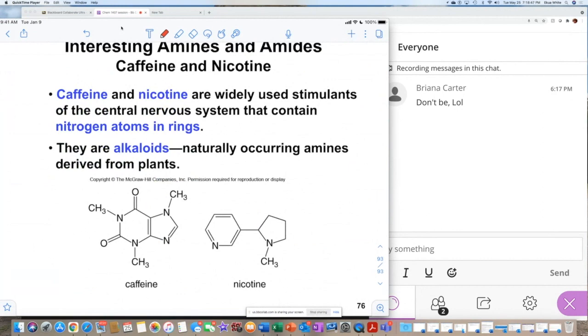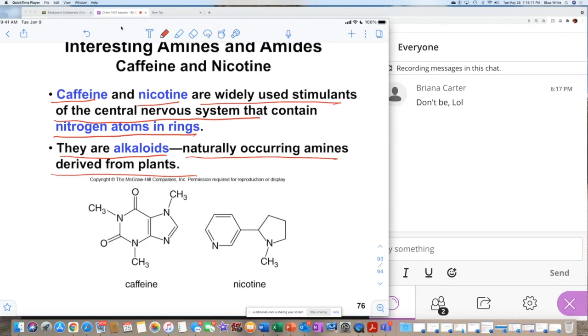Oh, so this is our last slide. We're told that caffeine and nicotine are widely used stimulants of the central nervous system. They contain nitrogen atoms in rings. They're called alkaloids and naturally occurring amines derived from plants. So, of course, you have caffeine, nicotine, and amphetamine. But they're all amine compounds that stimulate the nervous system, right? I had to throw that one in there, y'all.